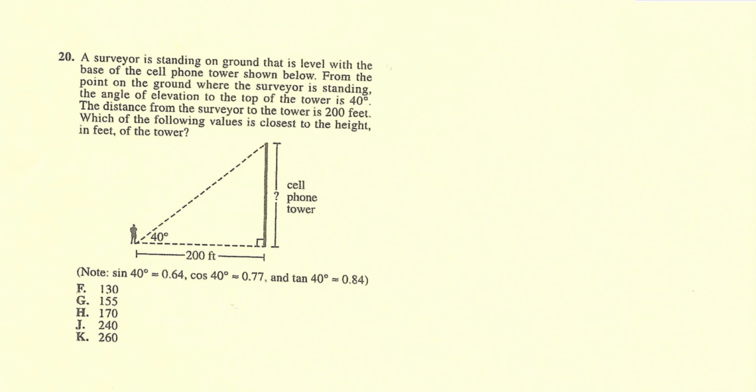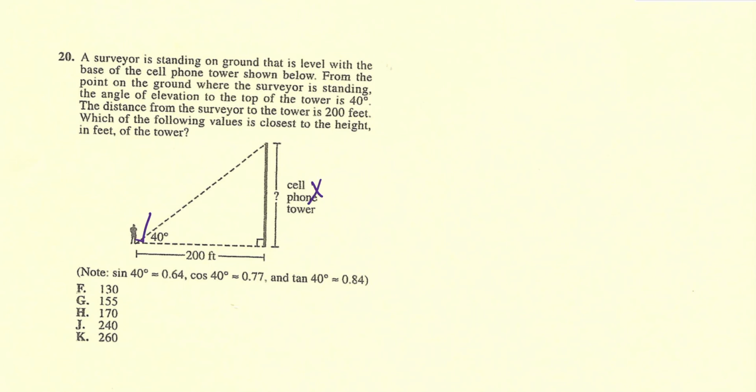Okay, now looking at this next one. It's still a word problem. They're still drawing the picture for us, but this time we're going to need to use our calculator to get the exact answer. It says a surveyor is standing on the ground that is level with the base of the tower. From a point on the ground where the surveyor is standing, the angle of elevation going up to the top is 40 degrees. The distance from the surveyor to the tower is 200 feet. So what's the height of the tower? This right here is what we want.